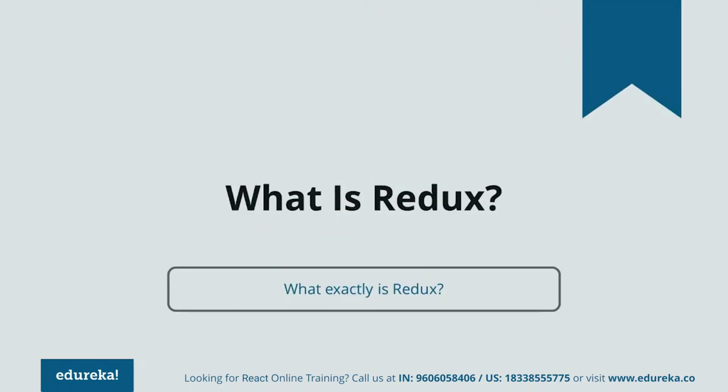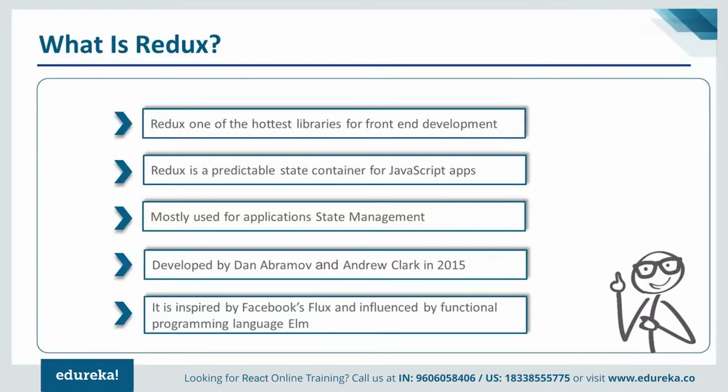Now let's talk about what is Redux. Redux is, you can say, one of the hottest libraries for front-end development. It is the successor of Flux, you can say. Redux is a predictable state container for JavaScript apps. And it is mostly used for state management in applications which have heavy state management or a complex data flow architecture.